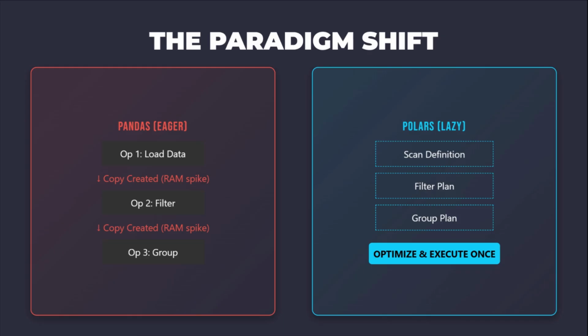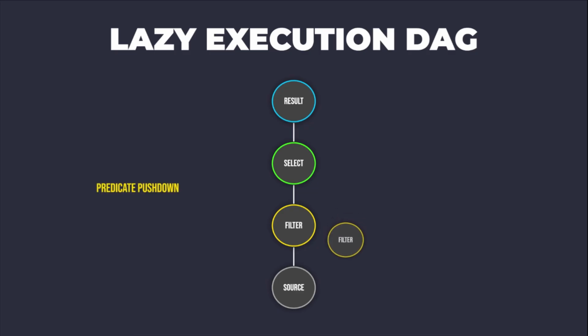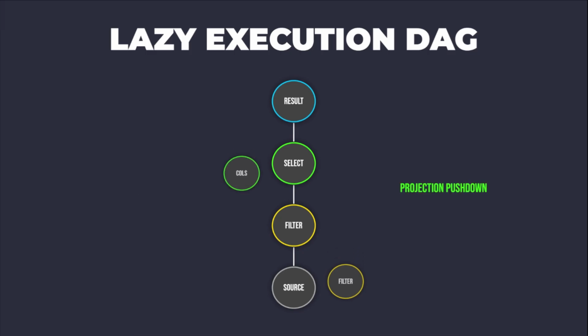Pandas operates eagerly. Every operation executes immediately, creating intermediate copies of the data frame. This memory duplication is the primary cause of out-of-memory errors in production systems. Polars defaults to lazy execution when using the scan CSV or scan parquet methods. Lazy execution builds a directed acyclic graph, or DAG, of operations. The query optimizer analyzes this DAG before any computation starts, performing predicate pushdown and projection pushdown.